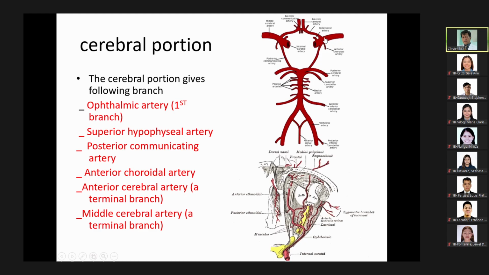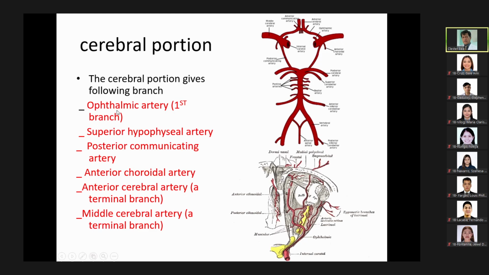Now, the cortical branches, needless to say, go to the cerebral cortex. While the central branches of these cerebral arteries will go into the center of the brain, to supply the structures that are found in the interior of the brain. Talking about the basal ganglia, the diencephalon, etc.